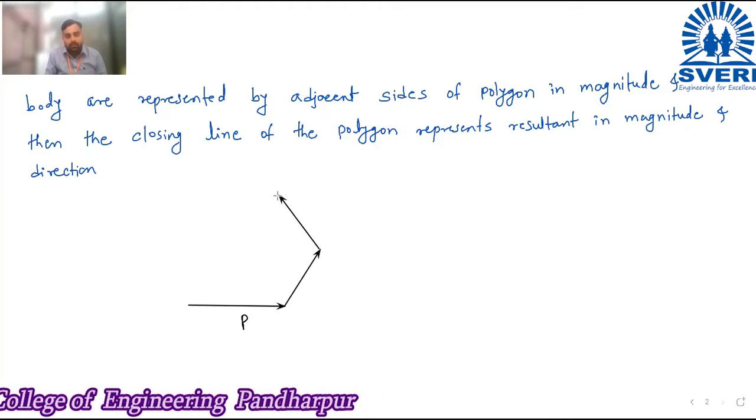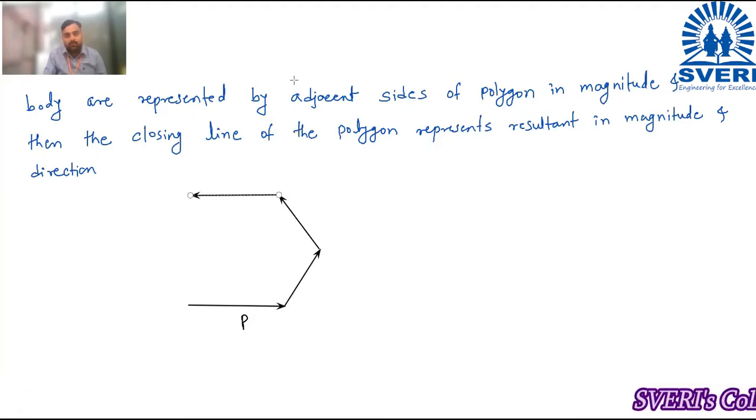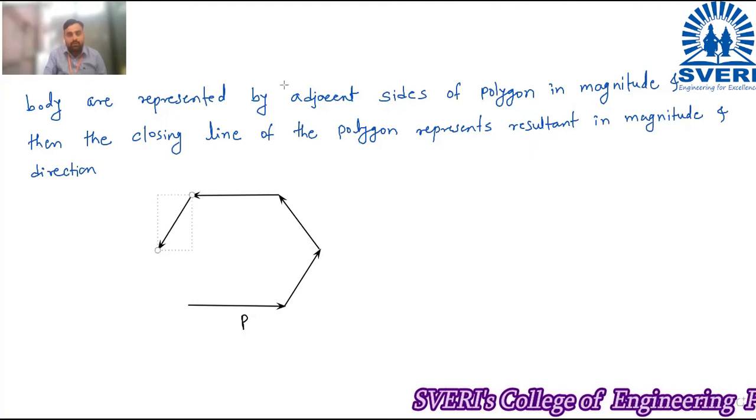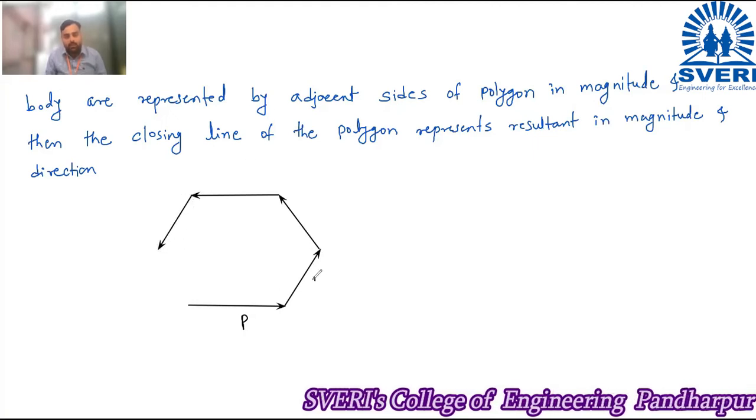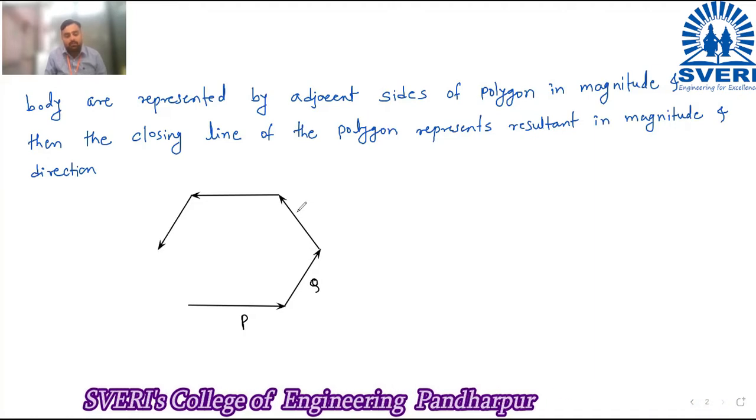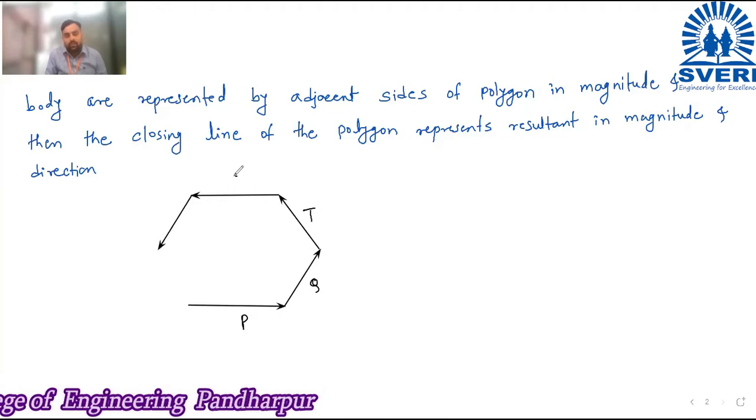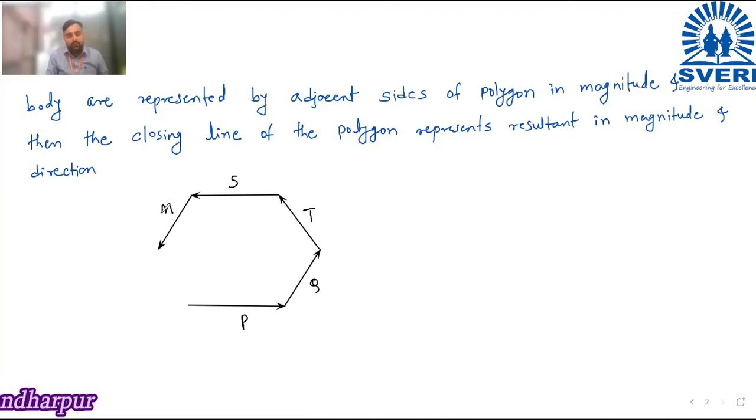If another force is there, S, and then one more force is there, T. Suppose in this way the forces are given. So I will give the name P, Q, then instead of R we use it for resultant. So I will use here T, then S, and here M. Okay. So these are the forces which are acting.